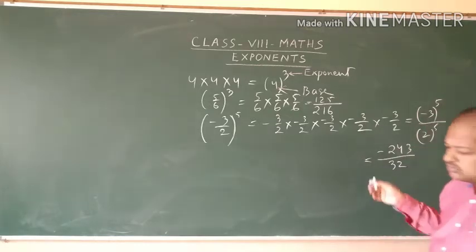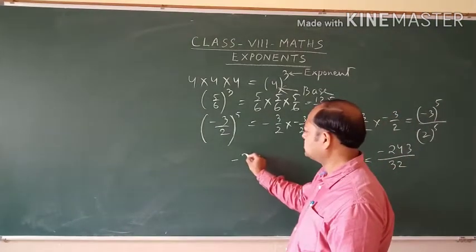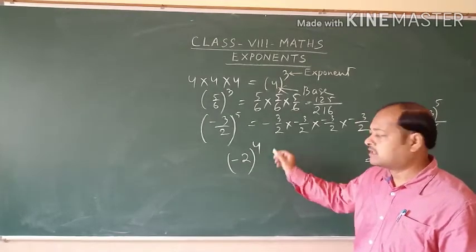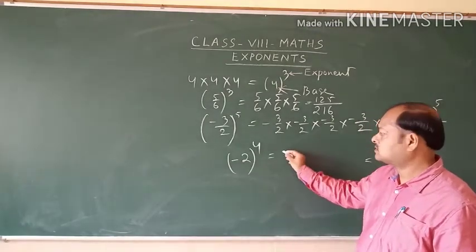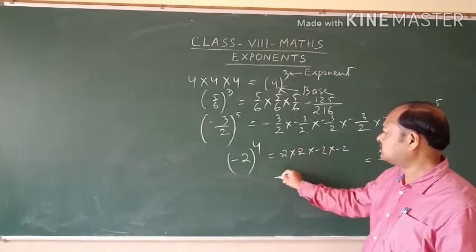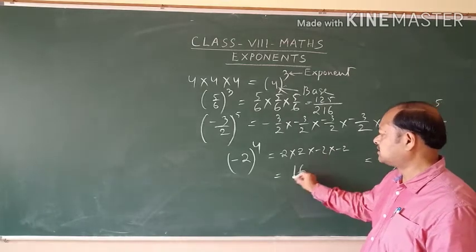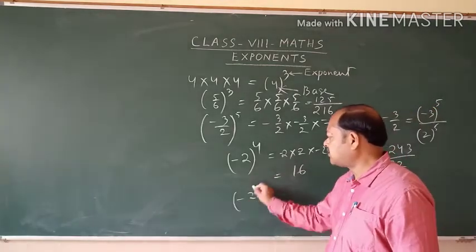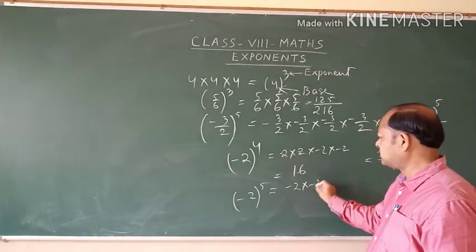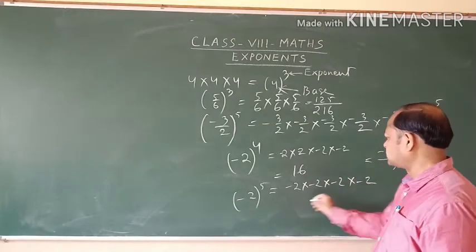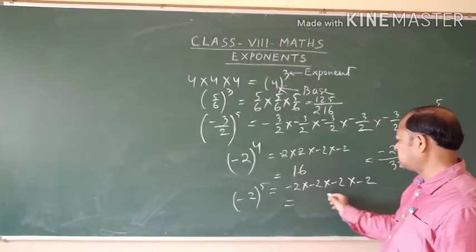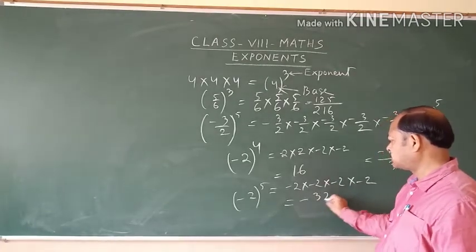Let's see one more example. Minus 2 to the power 4. Here the power is an even number, so the answer will be plus. Minus 2 into minus 2 into minus 2 into minus 2: 2 twos are 4, 4 twos are 8, 8 twos are 16. And if we write minus 2 to the power 5, it is minus 2 multiplied 5 times. 2 fours are 8, 8 twos are 16, 16 twos are 32. The answer will be minus 32.